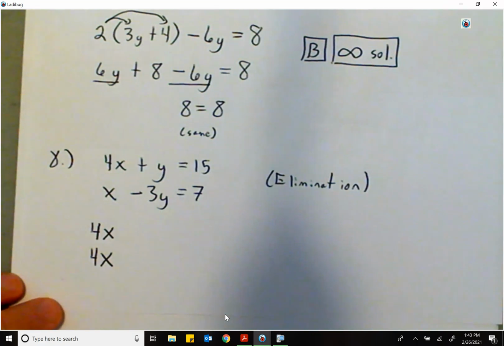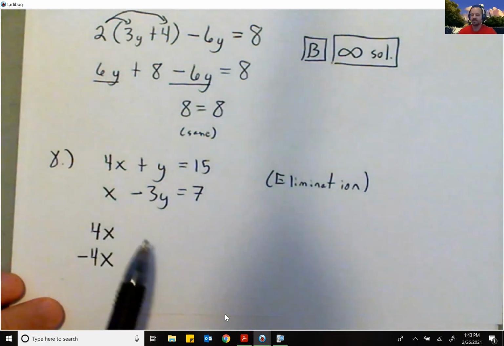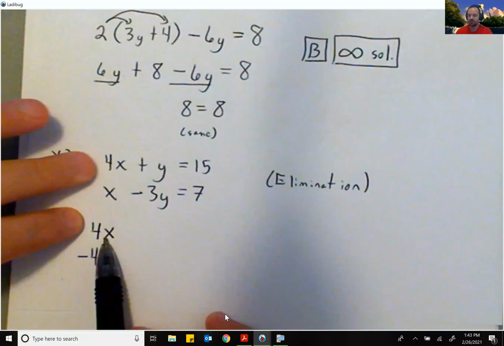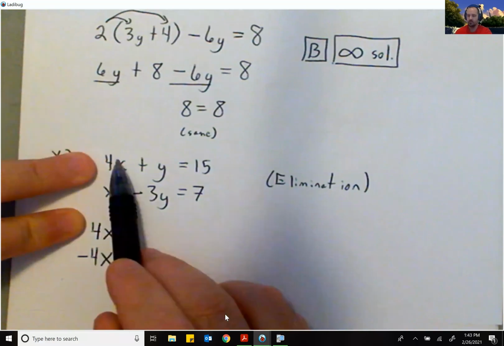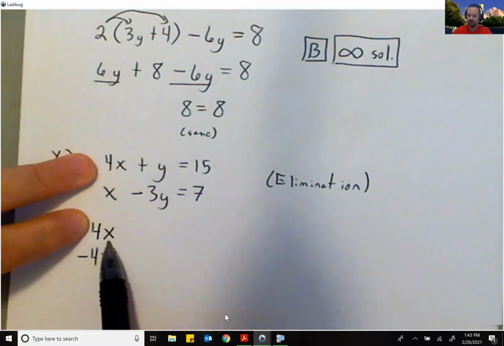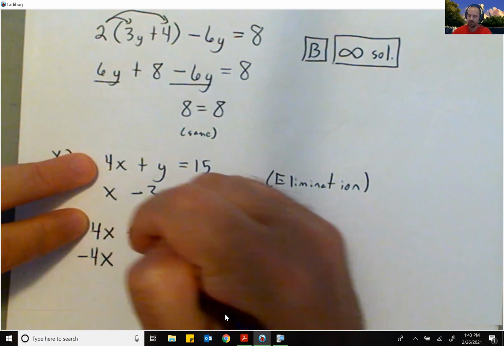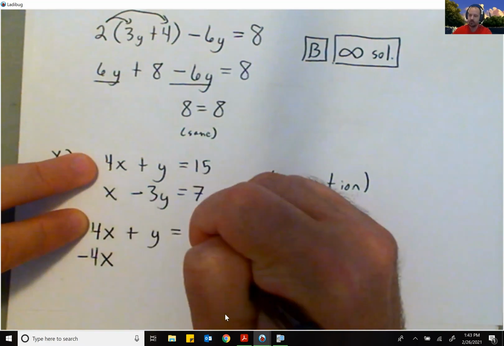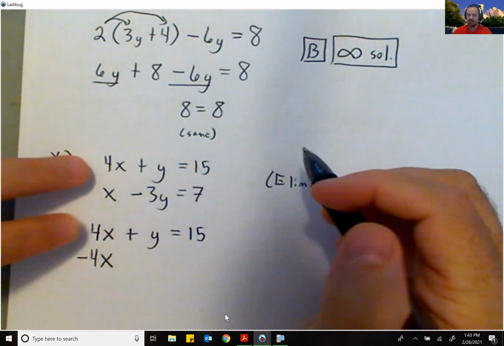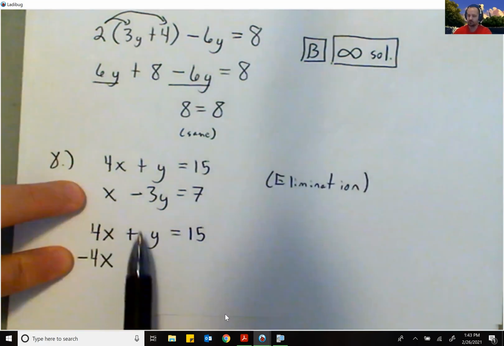Bottom. Okay, good. I like the bottom too. So since these two match already, I'm not going to change my top equation. I'm not going to do anything to it. But notice these two do not match.